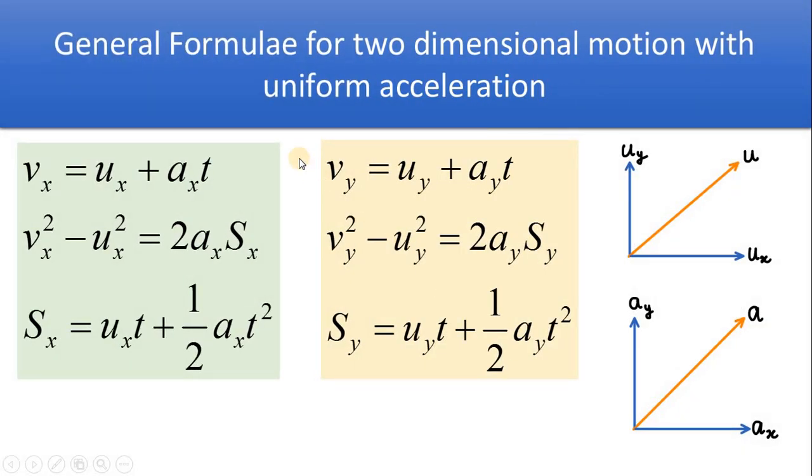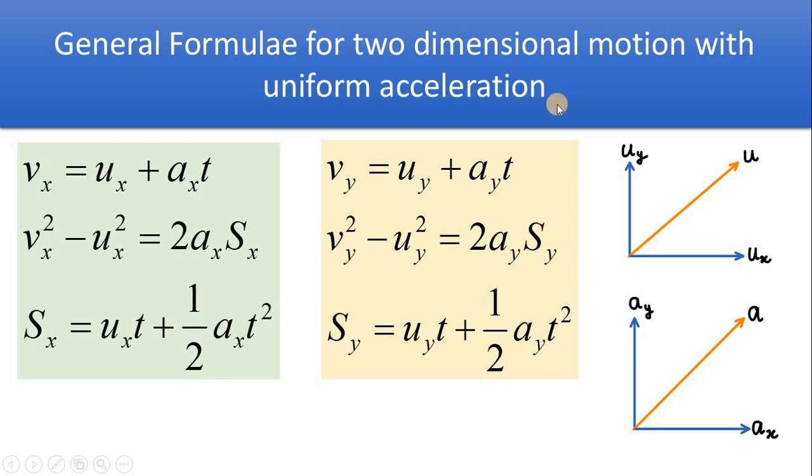Before we start the derivations, we look at the formulae that we are going to use to do all the derivations. General formulae for any two-dimensional motion with uniform acceleration. We have already seen in lecture 1 that the acceleration of the projectile is acceleration due to gravity, which is a constant value. That's why projectile motion is also a uniformly accelerated motion.